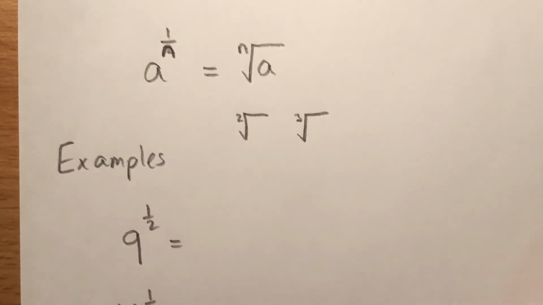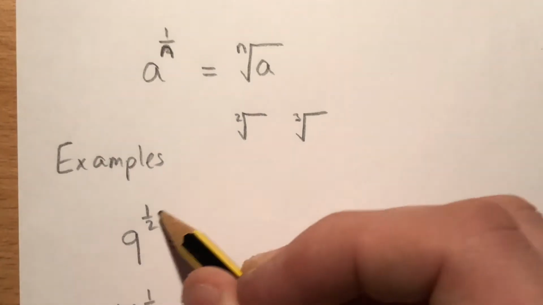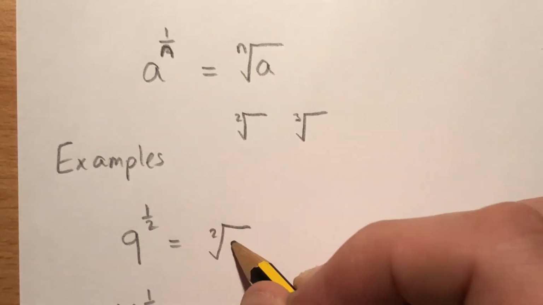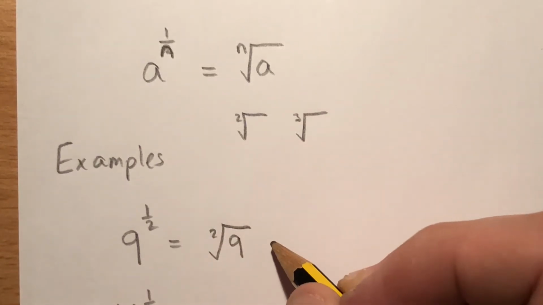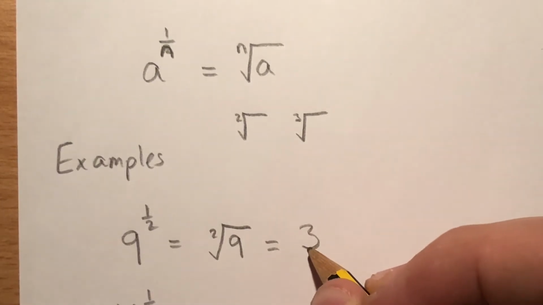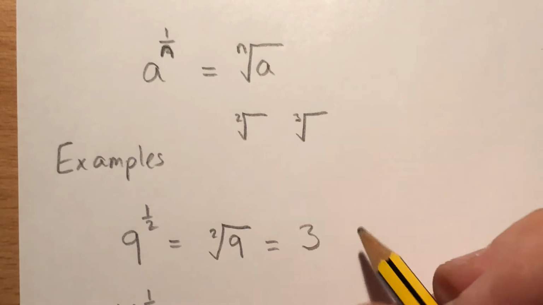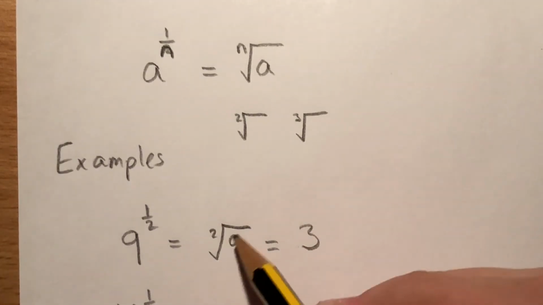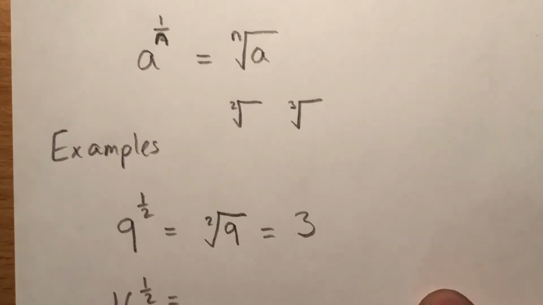So, some examples for us to try then. If I've got 9 to the power of 1/2, this is the square root of 9. The square root of 9 we know is 3. Those of you that have seen the quadratic videos know that technically it's plus or minus 3, but for the purpose of this video, the square root of 9 is 3. We'll just keep it at that for the time being.